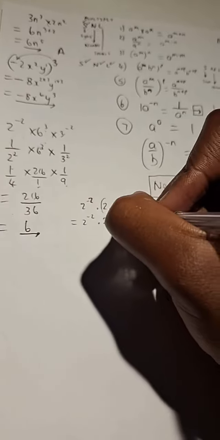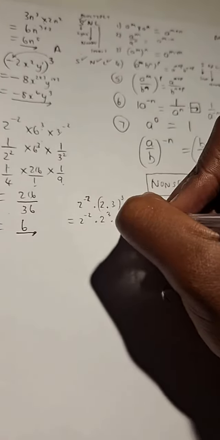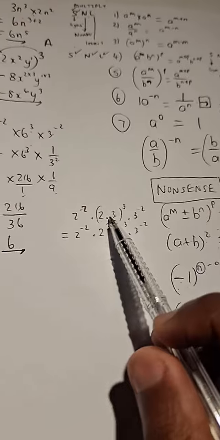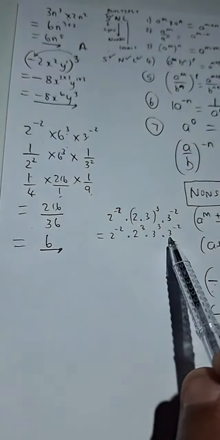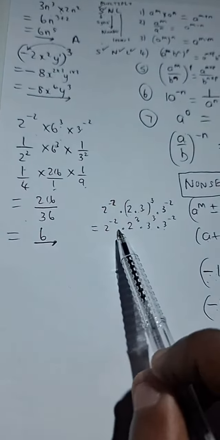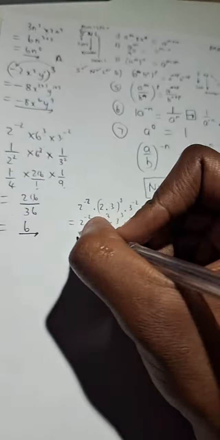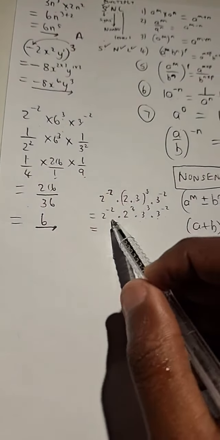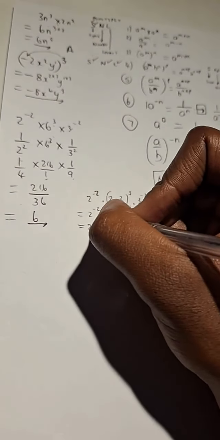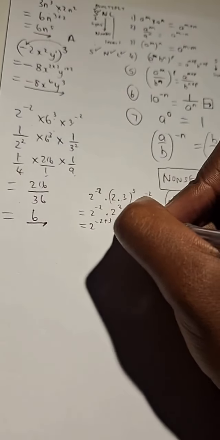You get 3 to the power 3 times 3 to the power negative 2. That's someone else, they're looking at this question and seeing this. Then after that, the base 2s, these are the base 2s. The base 3s, these are the base 3s. So what do you do when you are multiplying same bases? You keep the base, you add the exponent.